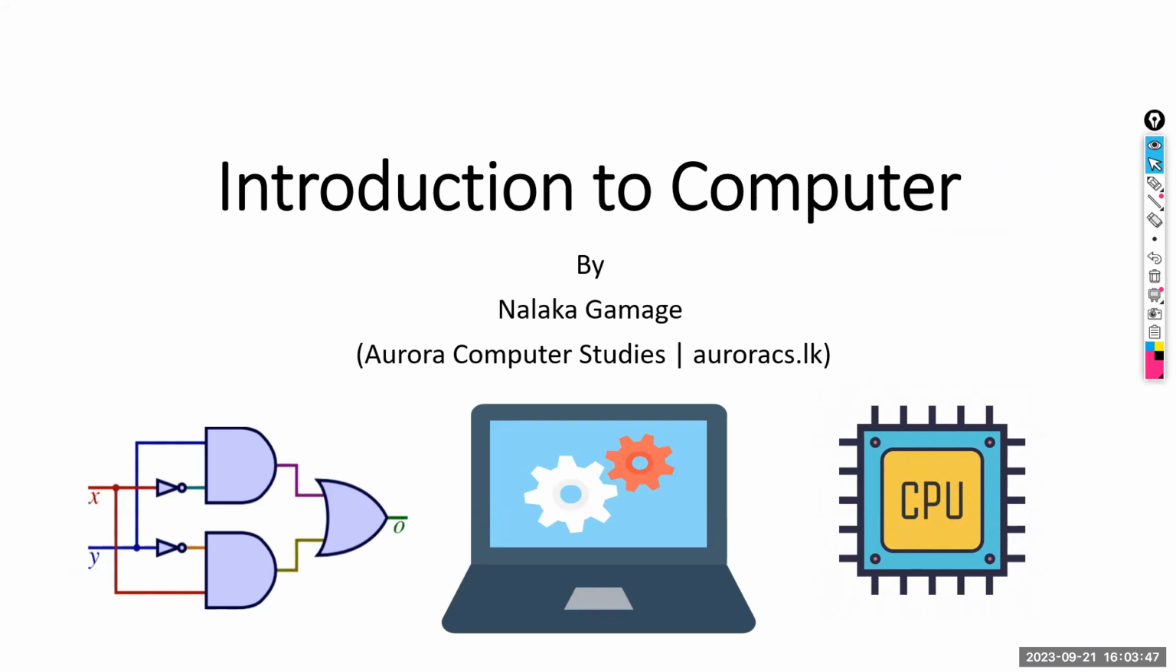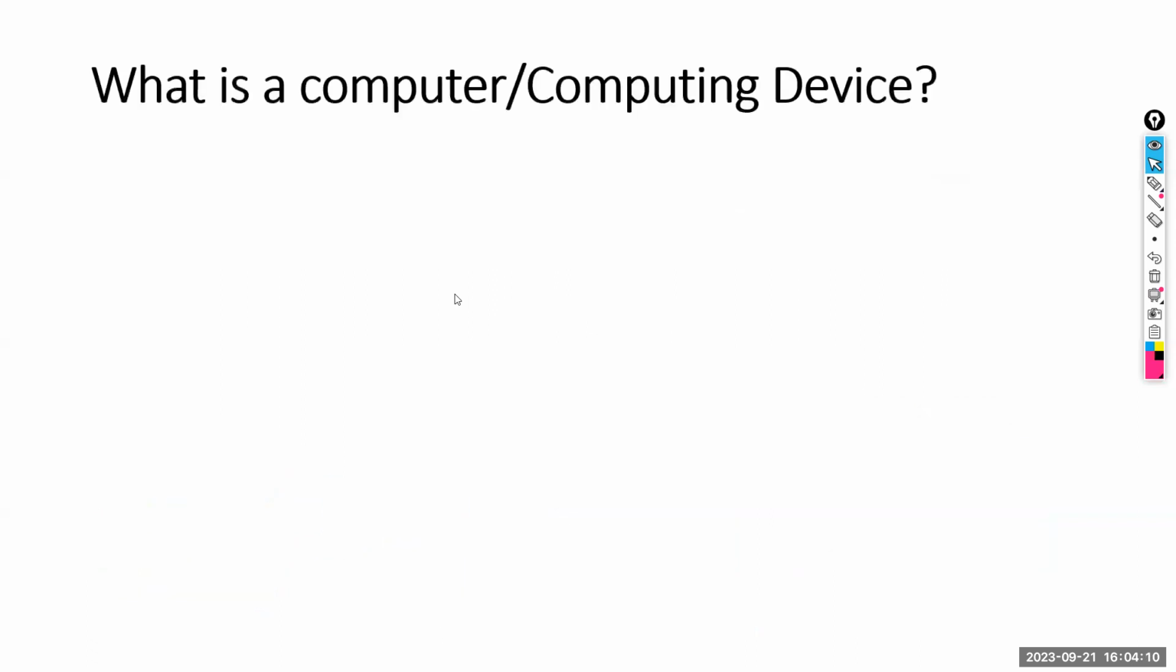Okay, right. So introduction to computer. So last time we discussed what is data, what is information, what are the features of good information, and so on. And the device that converts data into information is the computer. So therefore, let's look at what a computer is.